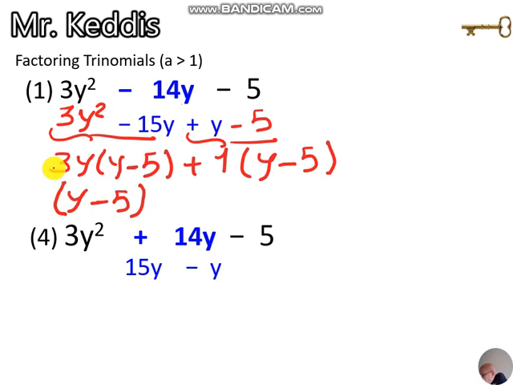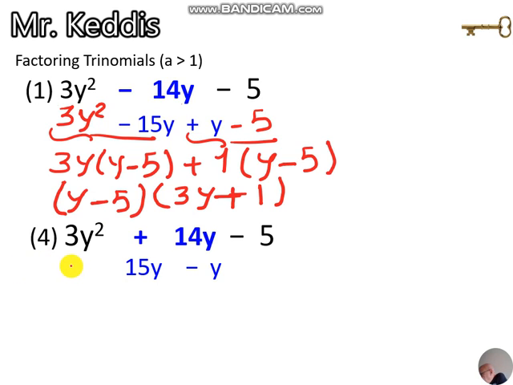Y minus 5 is a common factor. I multiply by 3y, I get the first term. I multiply y minus 5 times positive 1. I use this distributive property. And when you multiply these two binomials, I get this trinomial back.